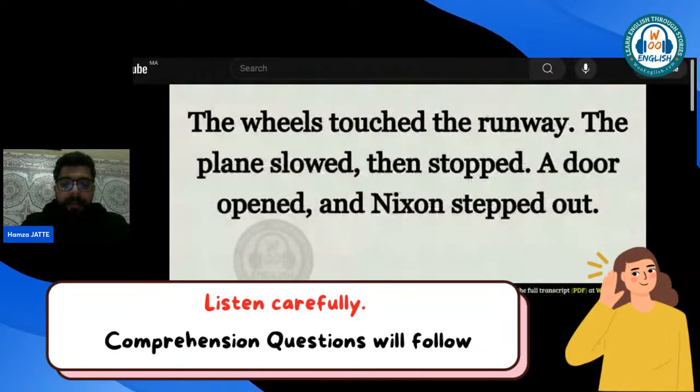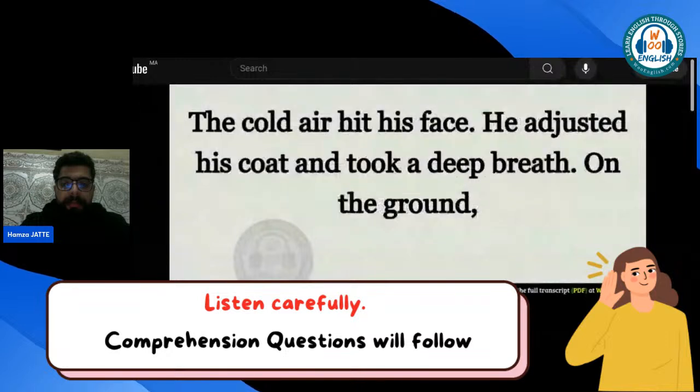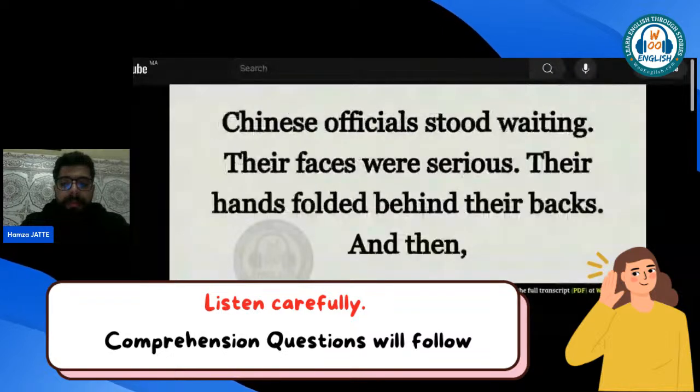The wheels touched the runway. The plane slowed, then stopped. A door opened, and Nixon stepped out. The cold air hit his face. He adjusted his coat and took a deep breath. On the ground, Chinese officials stood waiting. Their faces were serious, their hands folded behind their backs. And then he appeared.